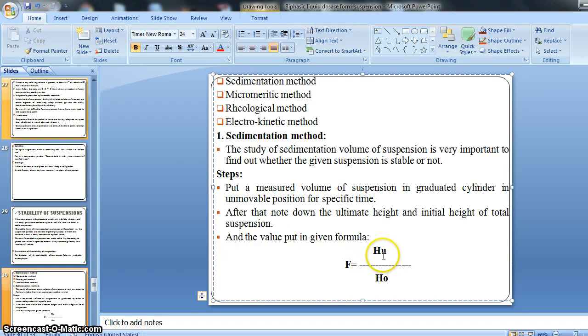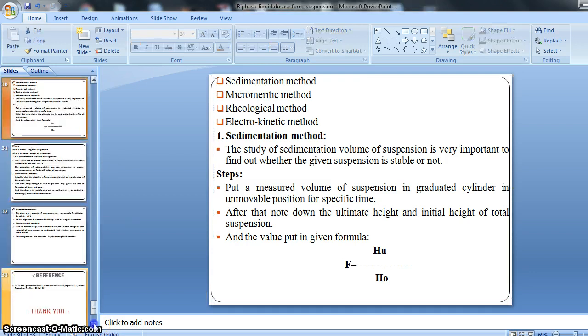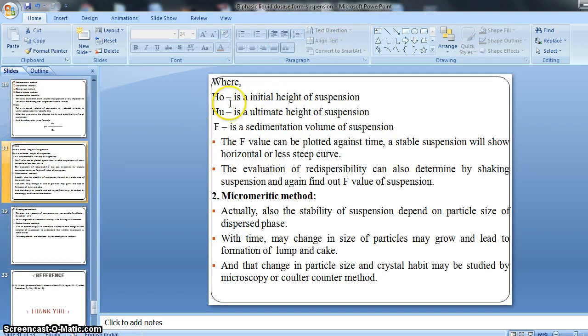F is equal to Hu by H0. Hu means ultimate height and H0 means initial height, right? That is, H0 is the initial height of the suspension, Hu is the ultimate height of the suspension.